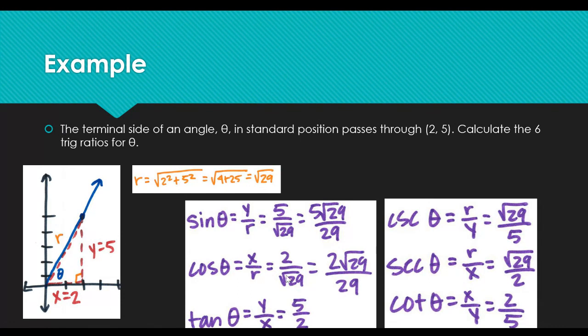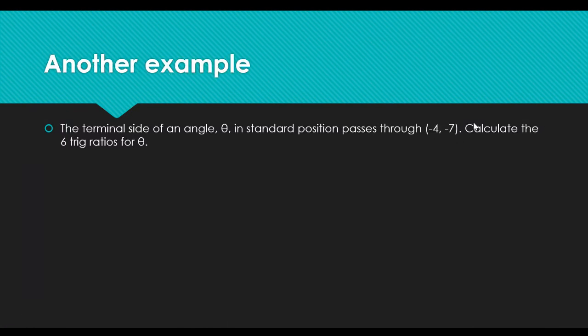Cosine flipped upside down would be square root of 29 over 2. And then tangent flipped upside down is just 2/5. So it's really the same thing we were doing with our trig functions. You just have to find that r value first. Next example, exact same thing, just we have some negatives.